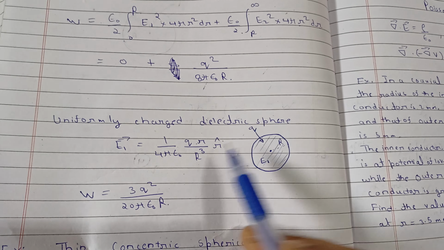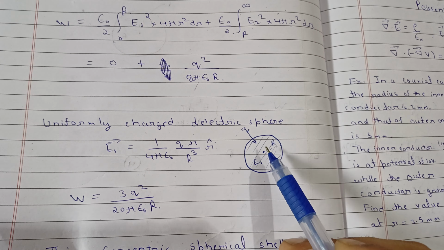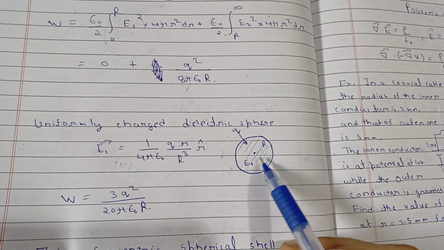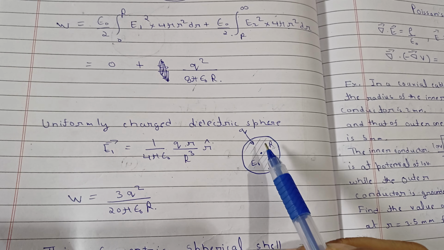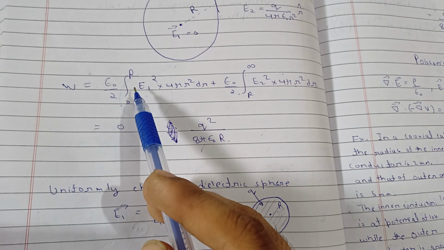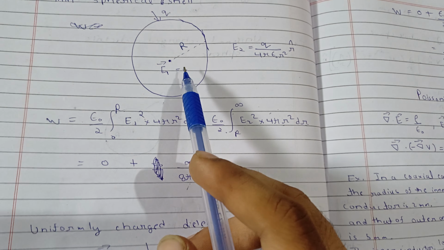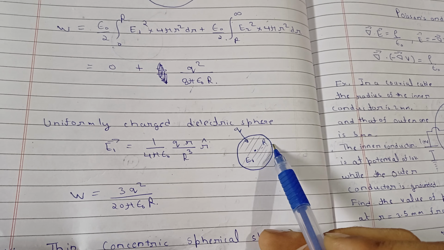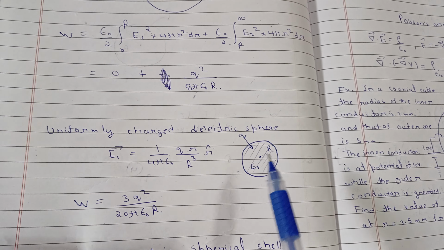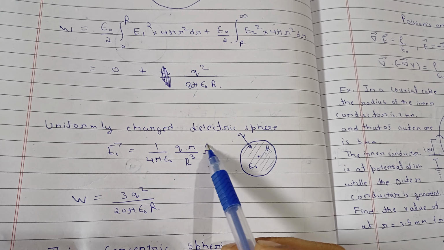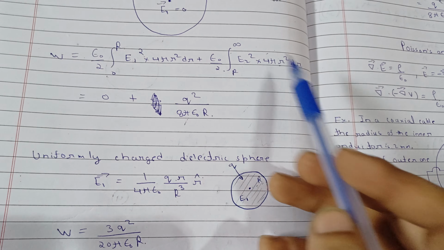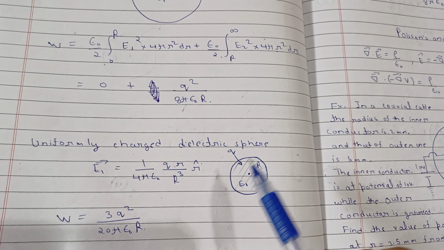Now let's say we have a dielectric sphere. This time the charge is uniformly distributed in the whole sphere. This is a dielectric sphere, and now charge is inside also. So what will be the electrostatic energy for this system? Now we have E1 also. In the previous case we didn't have any E1, but now we have E1, so we'll integrate from 0 to R and R to infinity. E1 we already know, we already calculated it for the dielectric sphere. The electric field will be qr divided by 4 pi epsilon naught R cube, and in place of E1 we will write this, and E2 will remain the same, from R to infinity.